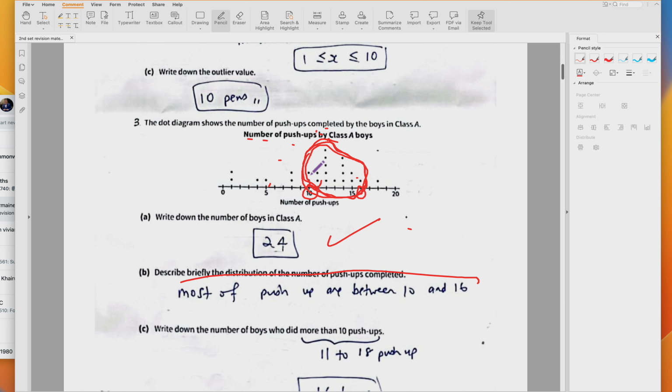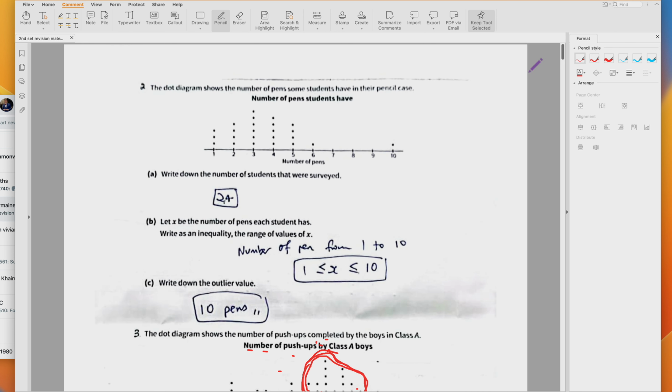So if they say there is a cluster in Geylang Bahru, that means most of the cases happen in Geylang Bahru. So the same thing. Can you see a cluster here now? If you look at the question just now, I think there is a cluster here, right? So most of the students have 1 to 5 pens. Okay? Next.